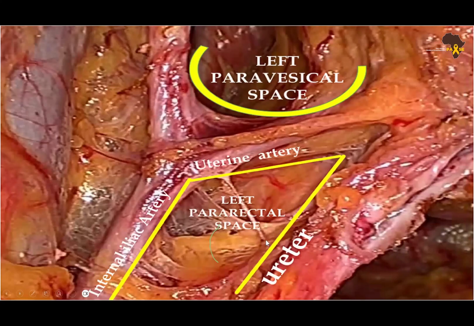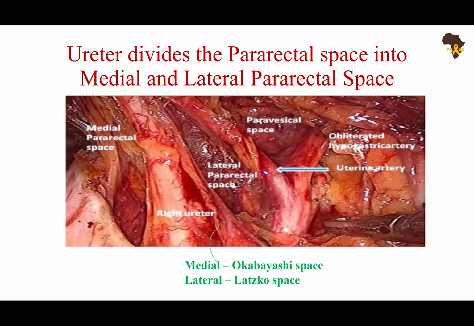You have the pararectal space on the left side, the ureter, the internal iliac anterior trunk, and the uterine artery. Beyond the uterine artery is the paravesical space. This space is further divided into the medial and lateral areas by the ureter. So you have the ureter going through, and you have the lateral and the medial pararectal spaces, also called the Okabayashi and the Latzko space, but that's not important. What is important is to know that the ureter divides the pararectal space into the medial and the lateral.